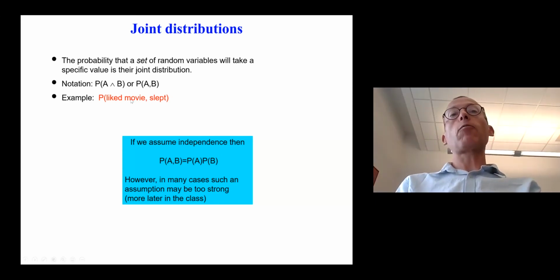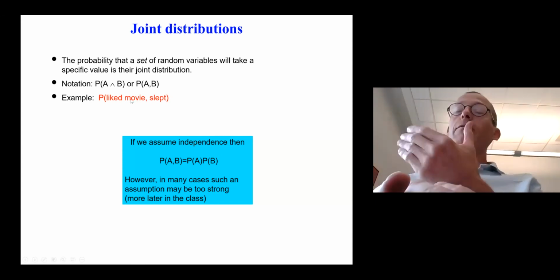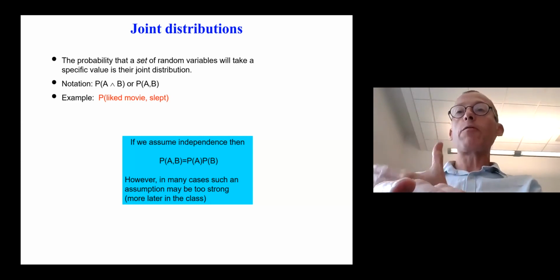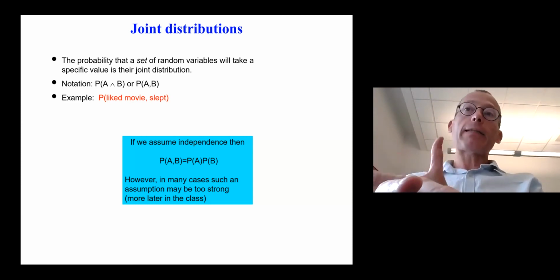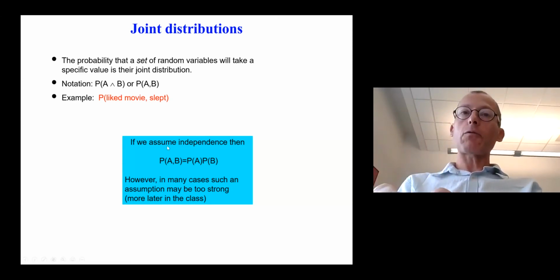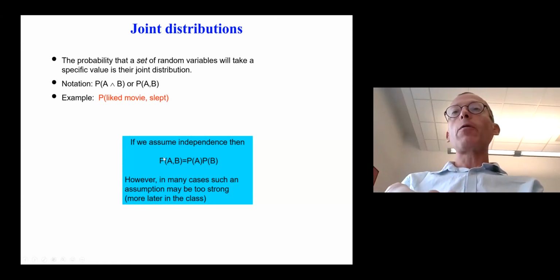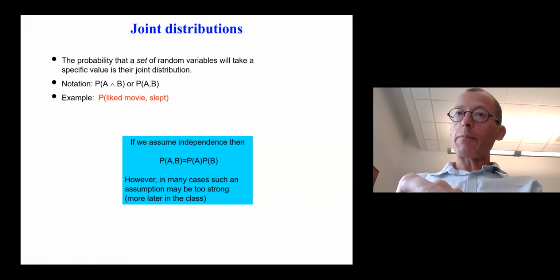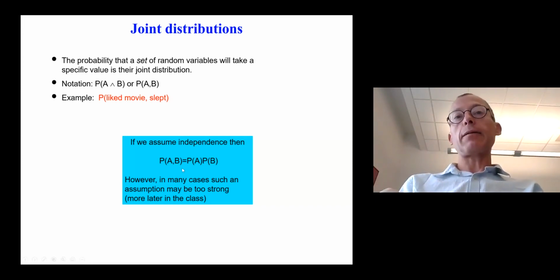However, in most cases, most of the variables are not independent, right? So in this case, for example, we already seen that there is a much higher probability that I will sleep in a movie that I didn't like and stay awake in a movie that I like. And that's generally true. So generally speaking, we cannot assume that two random variables are independent. But if we do assume that they are independent, then this joint probability factors very nicely into the marginal probabilities.